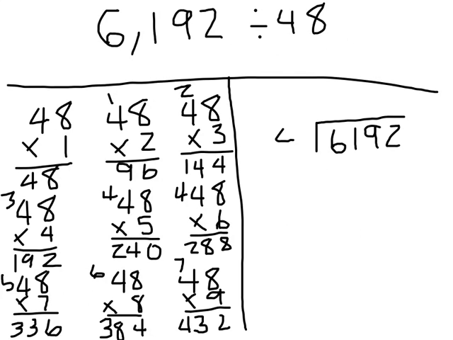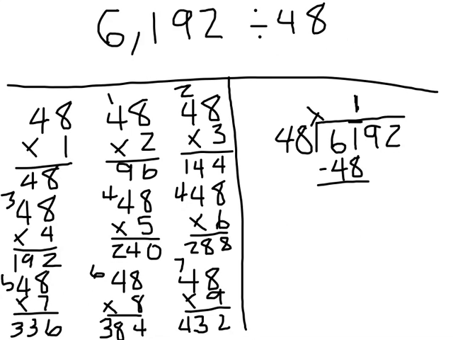6,192 divided by 48. What place can I start dividing in? I can start dividing in the hundreds place. I can't split 6,000s into a group of 48. I can split 61 hundreds. How many groups of 48 can I take out of 61 hundreds? I can take 1 group. What's 1 times 48? 48. I'll use 48 hundreds in my groups.